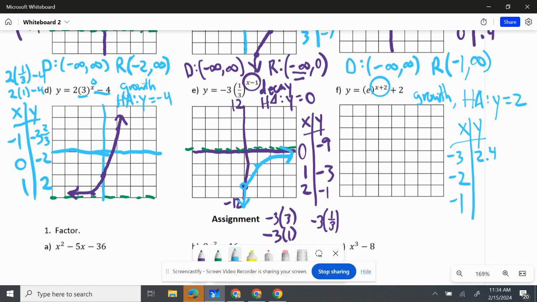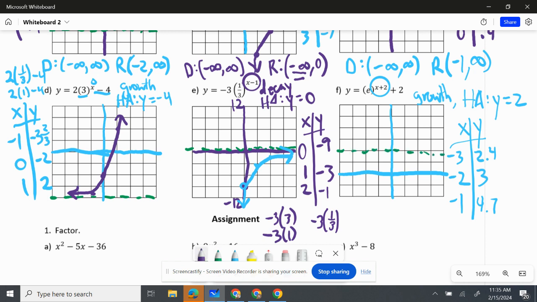When I plug in the negative 2, negative 2 plus 2 is 0. Anything to 0 is 1. 1 plus 2 gives me a 3. Then if I plug in a negative 1, plus 2 is 1. So it's just e, which is 2.7. And then when I add the 2, that gives me 4.7. So what I'm going to do is move the x-axis down a little bit just to fit everything in. My horizontal asymptote is at 2.